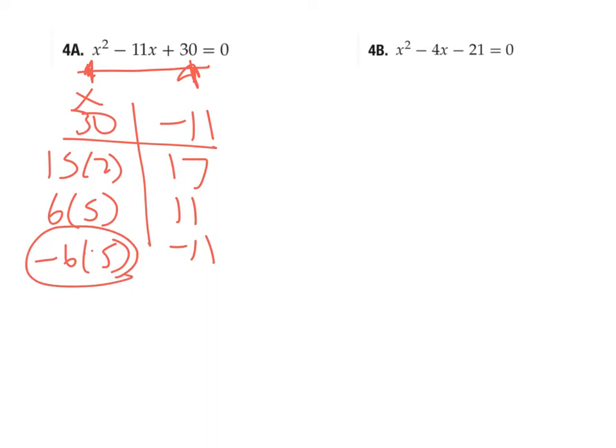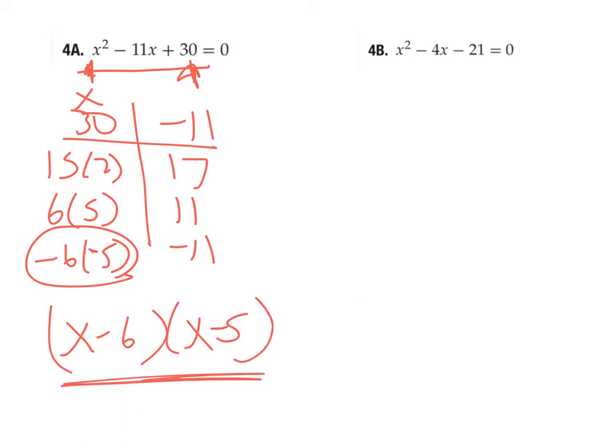Once you find your two factors, then your answer is simply putting the x with each of those factors. And so this is the factoring of a regular trinomial that's not a perfect square and no coefficient.